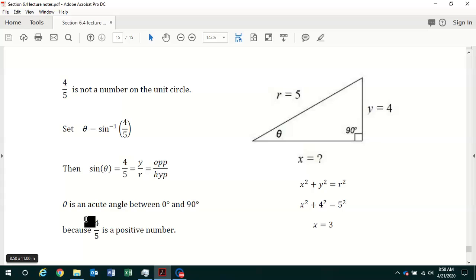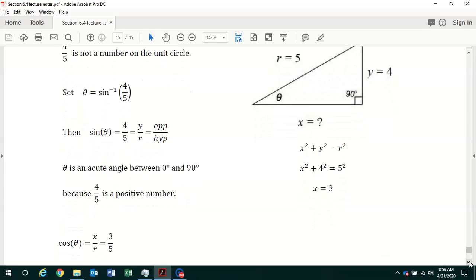Well, because 4/5, the number going into the inverse sine function, is a positive number, we know theta is an acute angle between 0 and 90 degrees. And that's why we can use right triangle trigonometry, because theta in a right triangle is an acute angle between 0 and 90 degrees. So using the Pythagorean theorem, x squared plus y squared equals r squared, we find that x, the length of the adjacent side, is equal to 3 units.